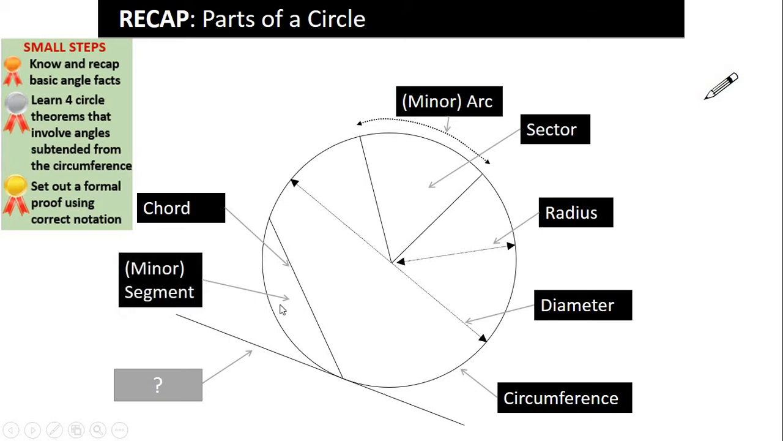Then we have a segment. This one is the minor segment. If it was the other side of the line or other side of the chord, it would be the major segment. And then here we have a tangent. It's a straight line that touches the circumference of the circle at one point. So you need to be aware of these key terms.